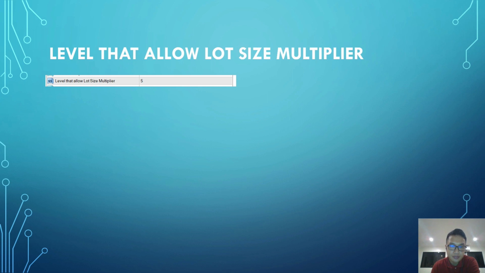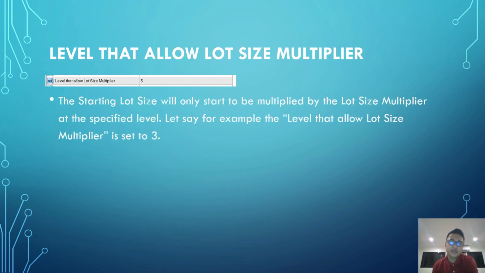Then we also have the level that allows lot size multiplier. This is actually an option for you to delay the multiplication of lot size, because the bigger the lot size, the more dangerous it is for your account, especially if the market does not go your way, but the bigger the profit also. So the starting lot size will only start to be multiplied by the lot size multiplier at the specified level.